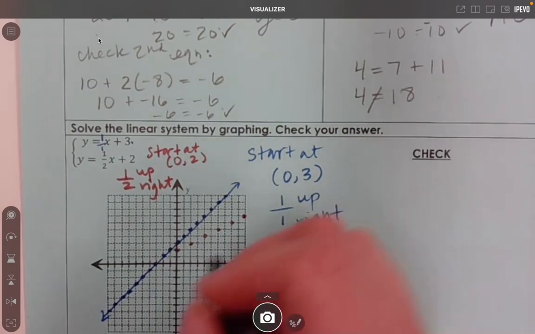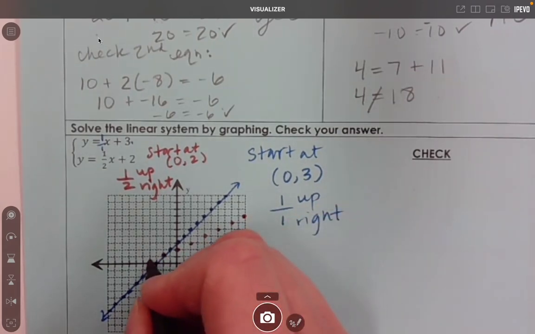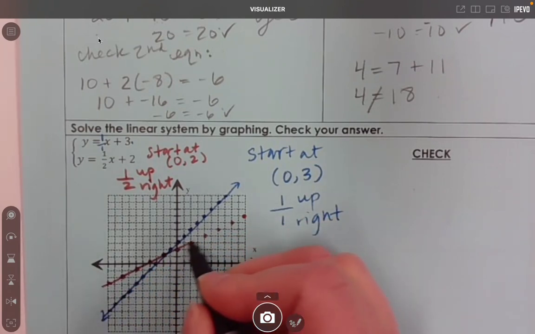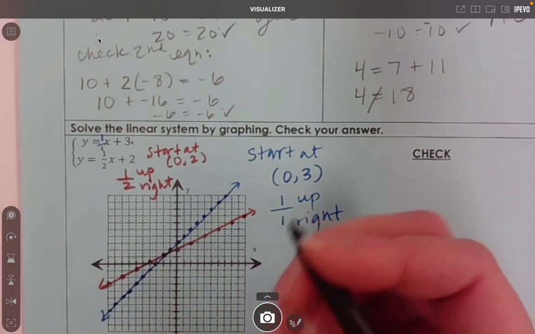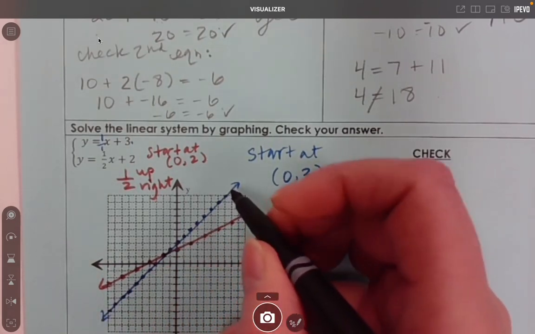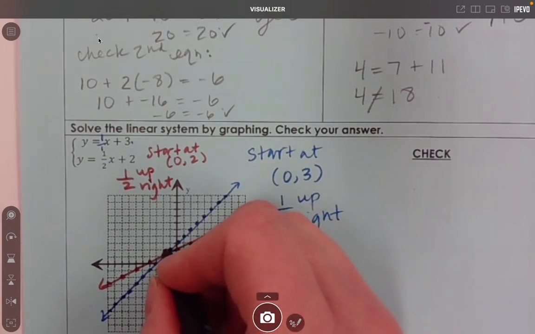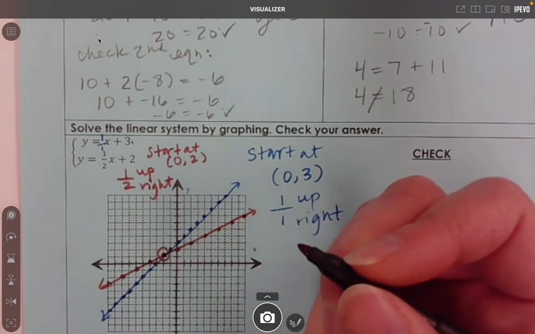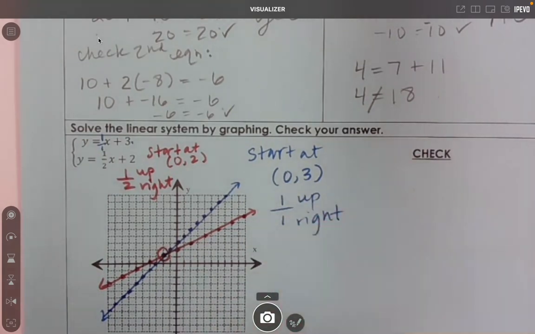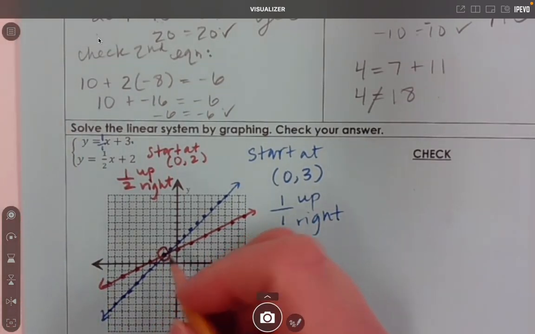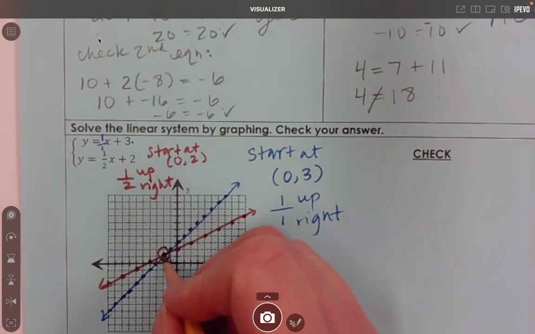All right, so let's go back the other way. So if all of my blue points are solutions to the blue line, and all of the brown points are solutions to the brown line, it looks like right here is a solution to both because that's where they intersect. So the important idea that we want to develop in this section is that wherever our lines intersect is going to be that solution. That's going to be the ordered pair that satisfies both equations.